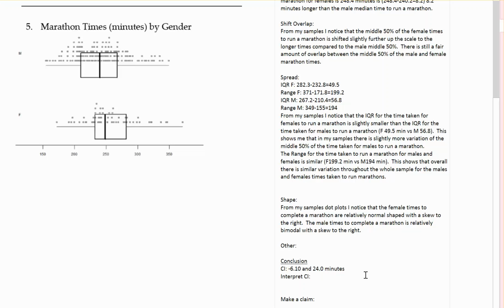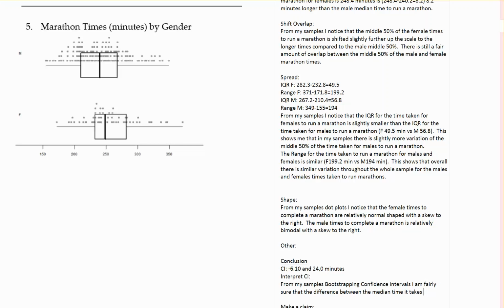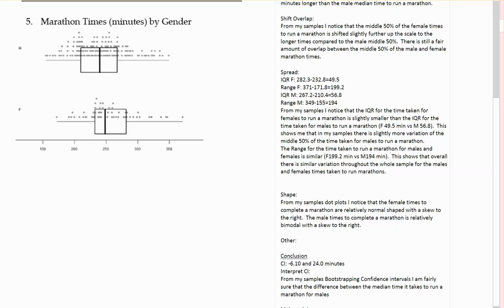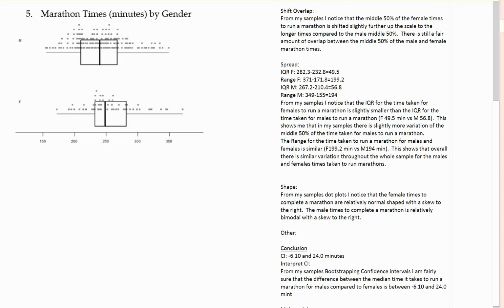So if we're going to interpret this, from my samples, bootstrapping confidence intervals, I am fairly sure that the difference between the median time it takes to run a marathon for males compared to females is between negative 6.10 and 24.0 minutes. So first thing I'm going to do there is just say exactly what those numbers are.